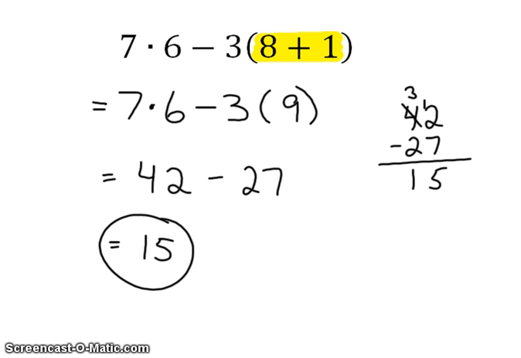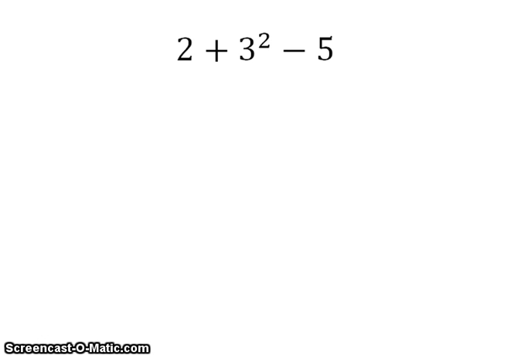Okay, good. So see, I had to work on the operations inside the parentheses first for this one. Okay, let's look at another example. I don't see any groupings. However, I see an exponent, the 3 squared. 3 squared is 9. So I'm going to bring the 2 down because I'm not doing anything with it.